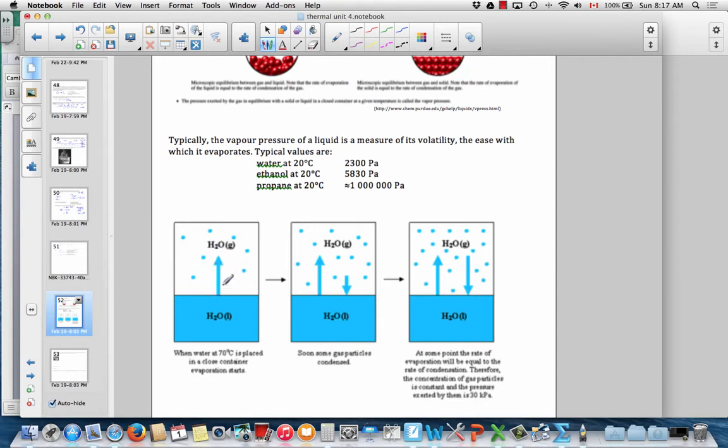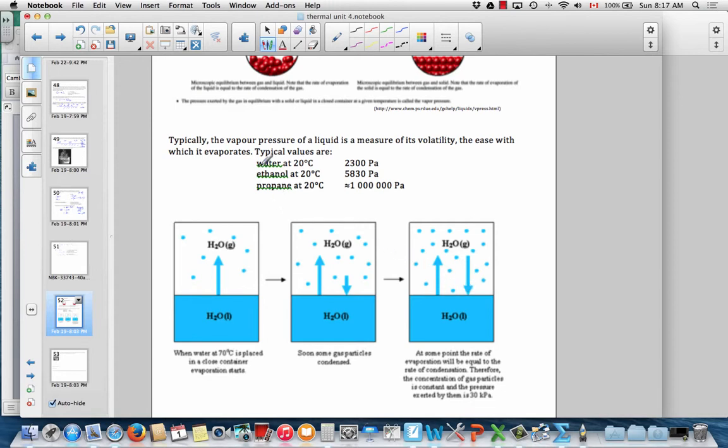You'd have a net flux from the liquid state into the gaseous state, but they're going to start to collide, and so then the rate of condensation will increase as well, and eventually the two rates will be equal, and you'll have an equilibrium process, and the rate of evaporation will equal the rate of condensation.